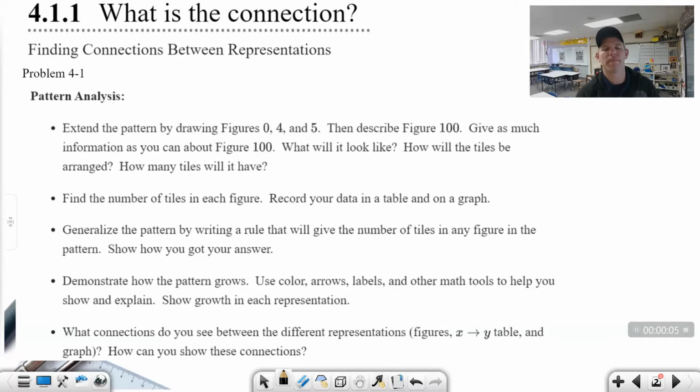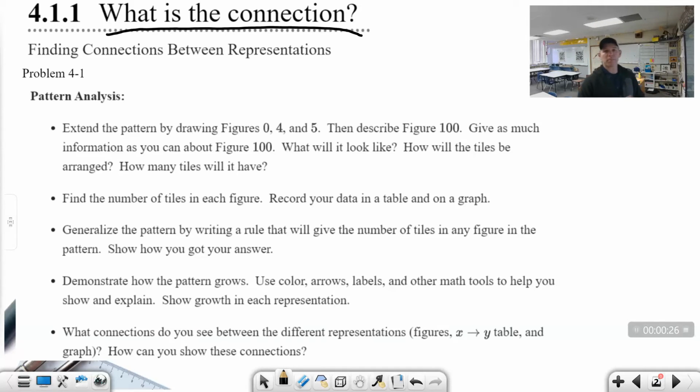Here we are in lesson 4.1.1, and what we're going to start off with is trying to find the connection between representations. What is the connection? We're going to be looking at a tile pattern. We're going to be looking at a rule. We're going to be looking at a table. We're going to be looking at a graph. We're going to be focusing on that.